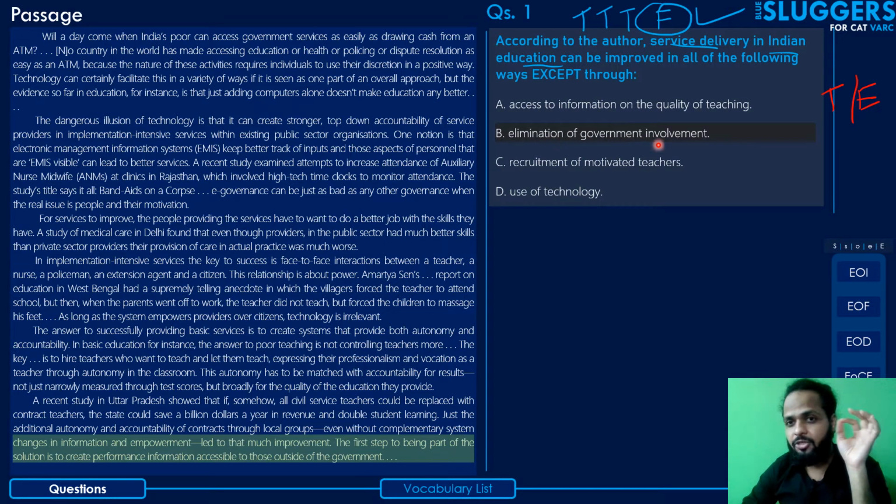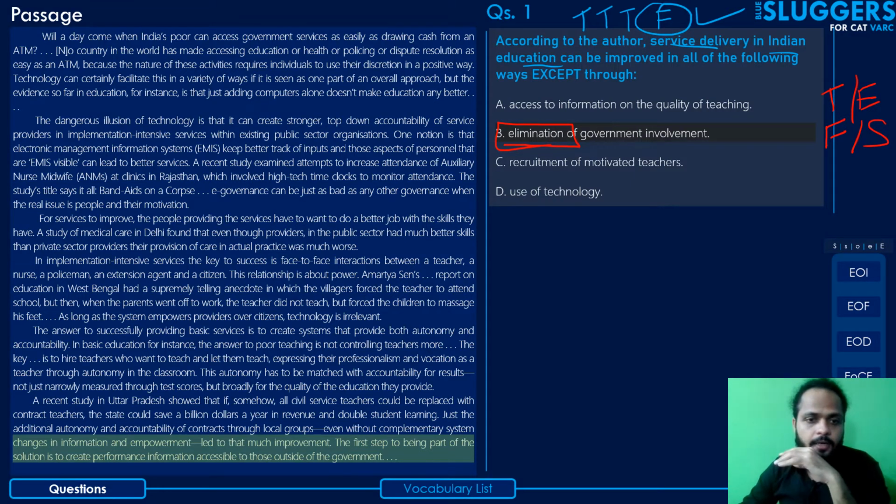It says elimination of government involvement, but that's exactly where it goes wrong. Instead of reducing government involvement, or more appropriately, providing more autonomy to the service providers, it takes it to the extreme. Elimination of government involvement is something that the author has not talked about anywhere. So this will be false, and hence can be an answer to the question. That depends on what we come across in the other options.